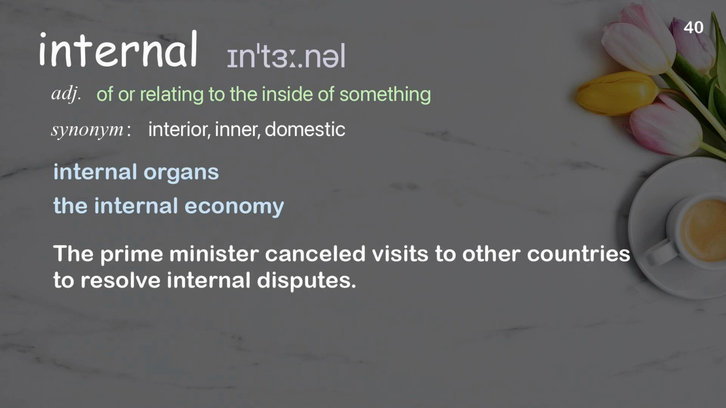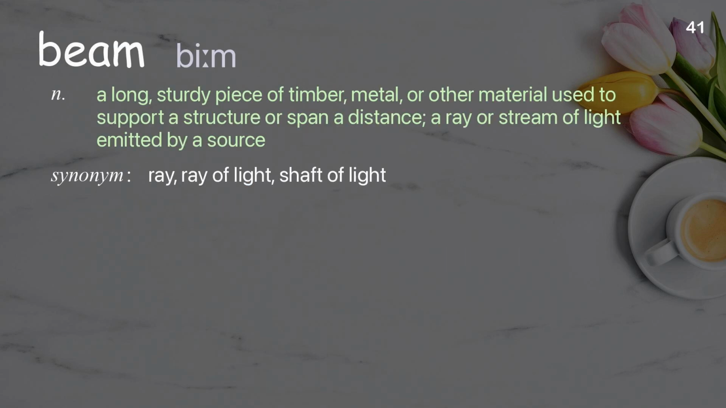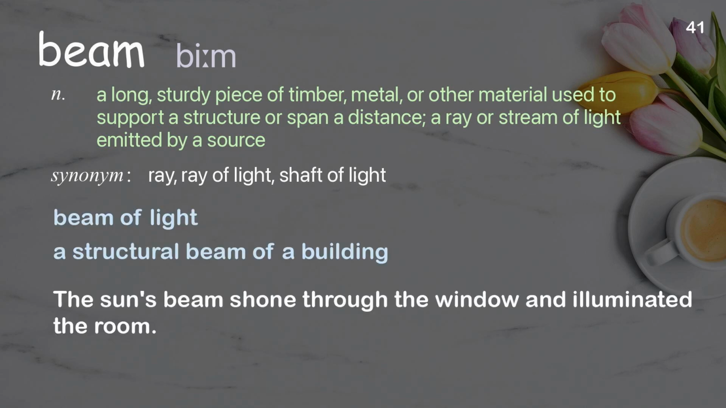Beam. A long, sturdy piece of timber, metal, or other material used to support a structure or span a distance; a ray or stream of light emitted by a source. Examples: beam of light, a structural beam of a building. The sun's beam shone through the window and illuminated the room.